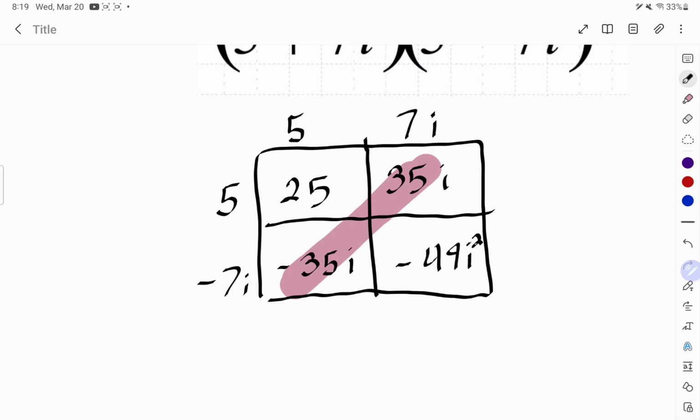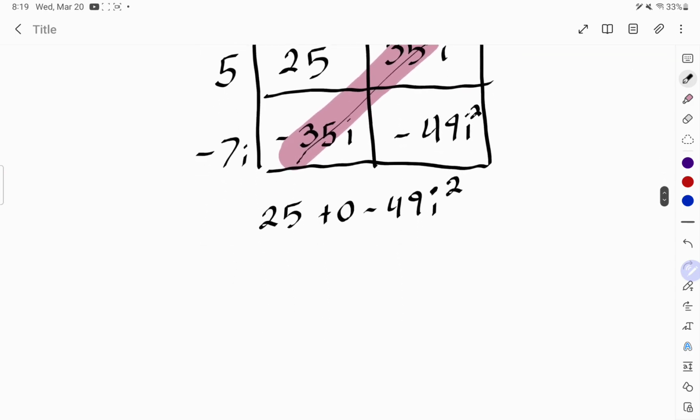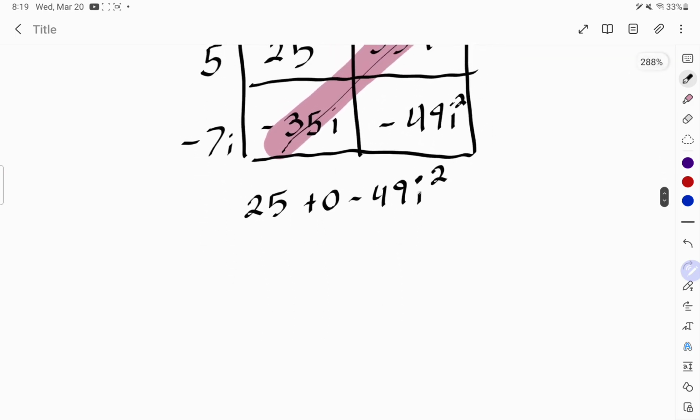But I got a little ahead of myself. I'm going to write the 25 first. So 25 and then plus 0. And then minus 49i squared. Okay, I put a 0 because those two cancel out, okay? We're going to go ahead and start simplifying. So I'm just going to have 25. And I'm going to bring this one down. So it's -49. And I'm going to change that i squared to a -1.